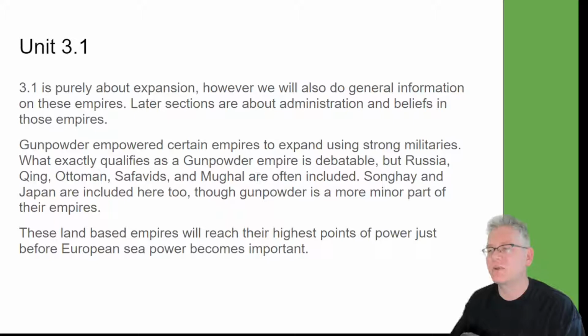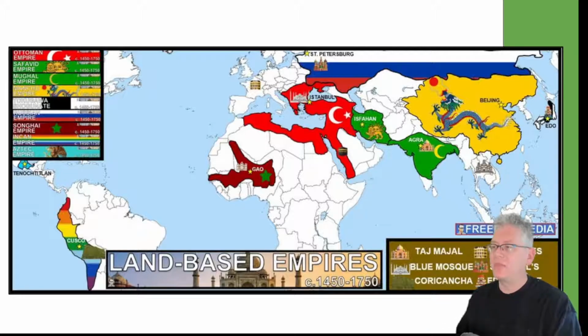These land-based empires will reach their highest points of power just before European sea power becomes super, super important. Here we got a little map, care of Freemanpedia, that shows us a little bit about where these empires are at the time. So our big ones here we're going to be talking about are kind of above me here. There is the Qing Dynasty, there is the Mughals, there is the Safavids there with Isfahan, then we have the Ottomans and the Russians as well.